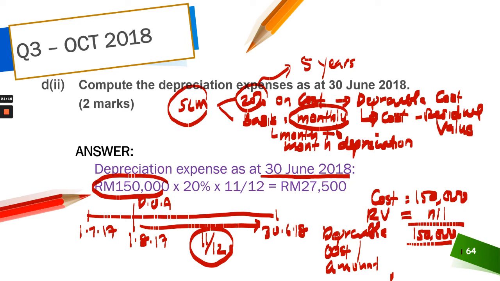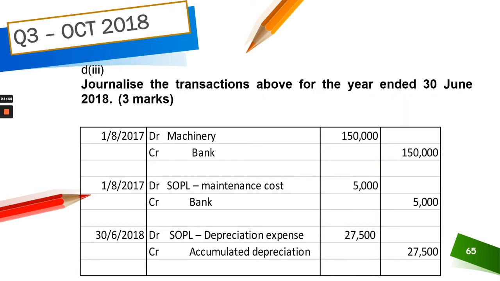So for that particular year, which is only for the year ended 30th of June, the first year, it will be 150,000 times 20%, the percentage times the month ownership, so you get 27,500. And this one is your expenses. And you can later see in the next part of the question, you are asked to do the journal entry for that depreciation expenses. So you are asked to do the journal entry for whatever transaction that you have in the information.